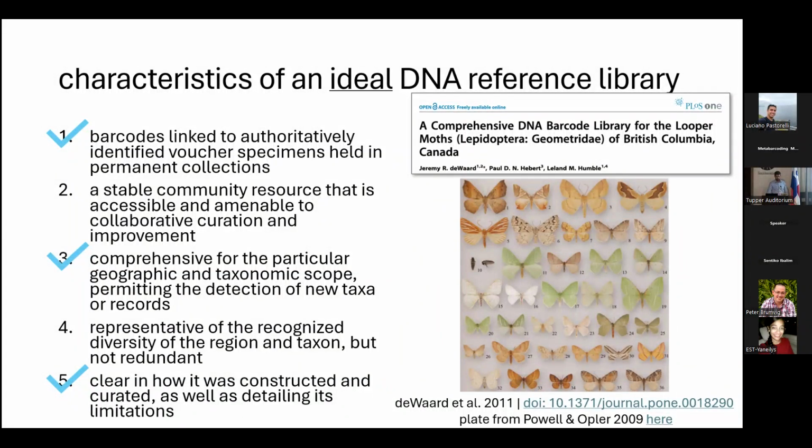It was comprehensive for the scope, with just one single exception. There was one species that I could not get, which was driving me crazy. But it was representative of the diversity of the province, perhaps redundant. So it could be a little bit more concise. And yeah, I think I was fairly clear in how it was constructed and curated. And there was some barcode sharing and some limitations to it, so that was outlined as well.